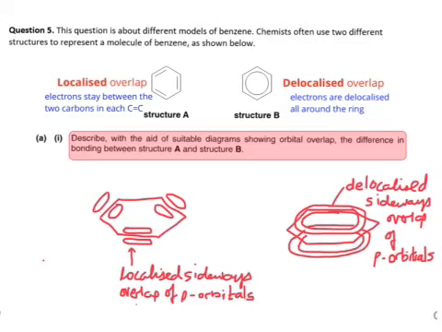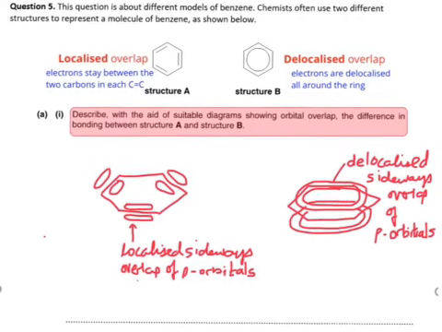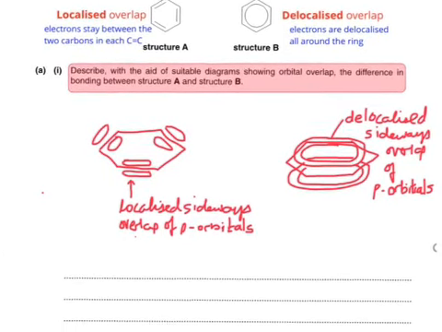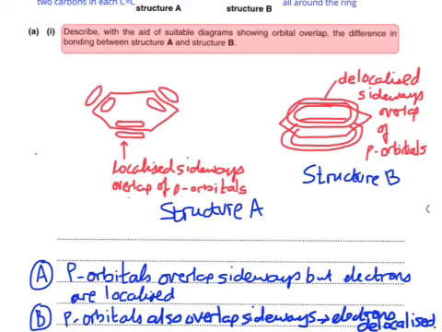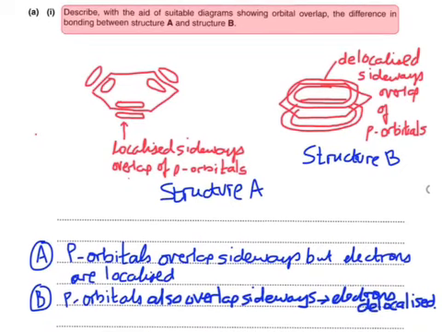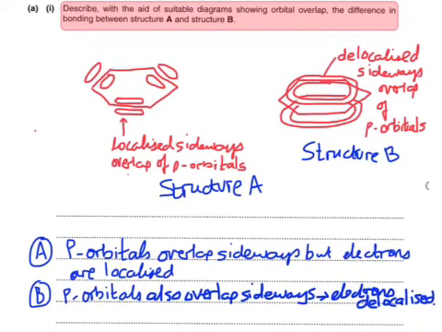Now, there's obviously a bit of space further down, as you probably remember. So let's see if we can put something in there as well. Don't forget it's 4 marks. So moving the page down a bit, we could maybe put a couple other things in here. I've added that the p orbitals overlap sideways, but electrons are localized for structure A, and for structure B, p orbitals also overlap sideways, but the electrons are delocalized this time. So that should see you all right for that particular question.